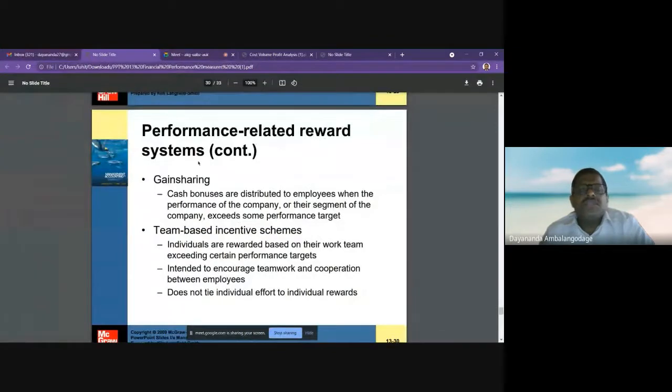Performance related reward system, gain sharing: cash bonuses are distributed to employees when the performance of the company, their segment for the company, exceeds some performance targets. So you give certain bonuses for a particular segment, particular division, group. If you exceed this profit, your division will get so much. If you exceed this much, your division will get so much.